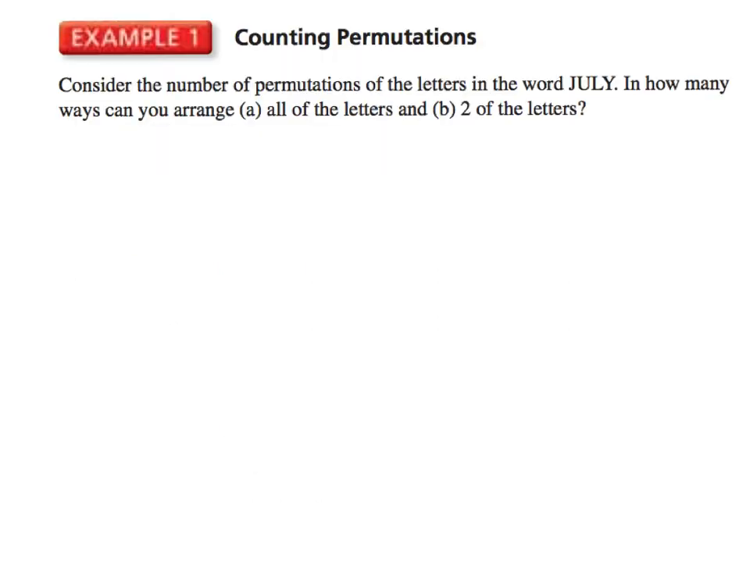So in example 1, consider the number of permutations of the letters in the word July. A, how many ways can you arrange all of the letters? And B, just 2 of the letters. So in A, you should have in the past done something called the fundamental counting principle. The fundamental counting principle says this. I think I have a little cheat sheet on that.